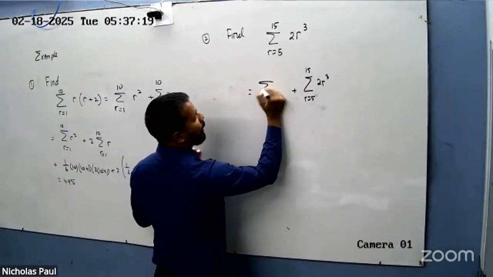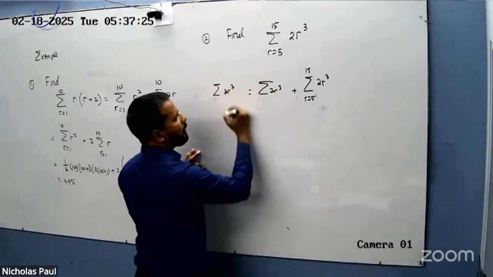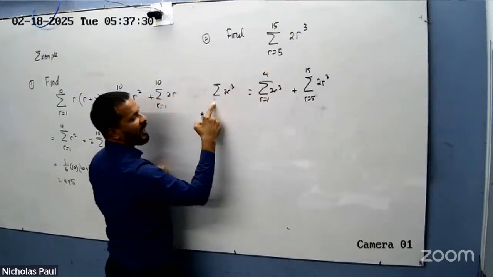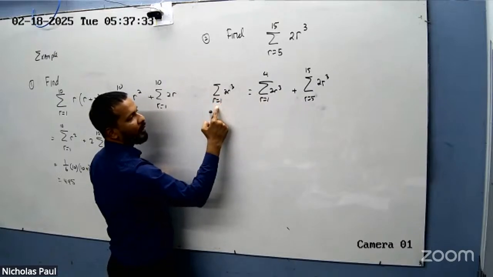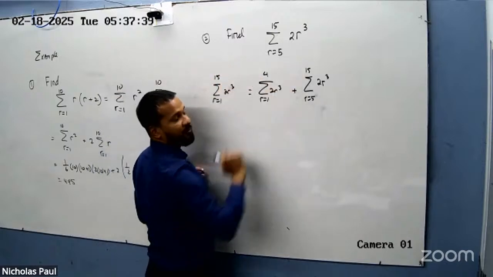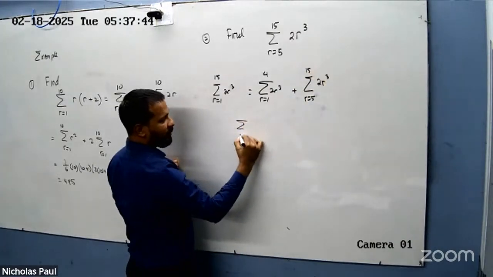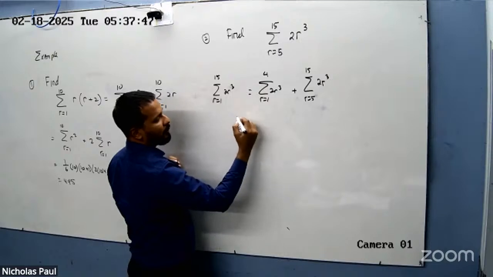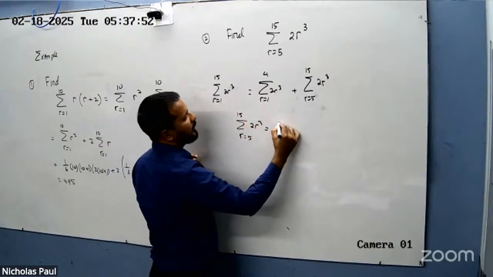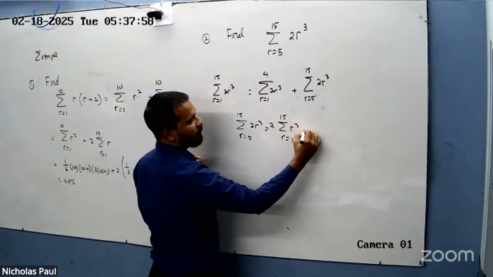So what do we put here? Here it's 5 cubed, 1 to 4. And here it's 1 to the whole thing, 1 to 15. So 1 to 15 is 1 to 4 plus 5 to 15, correct? Then I can make this the subject. So I'll end up with the sum of 2r cubed equal to this minus this, where r goes from 1 to 15. You can put the 2 outside if you want.